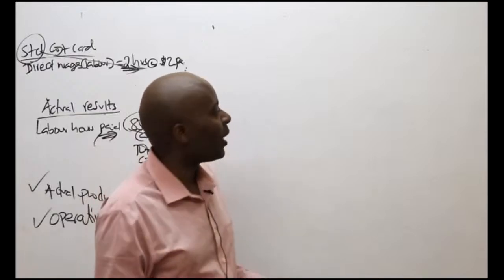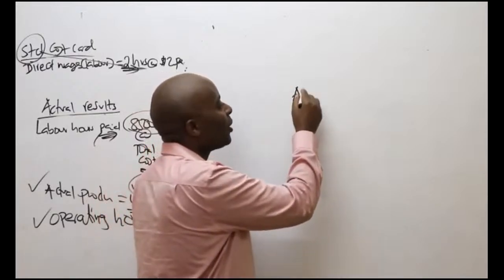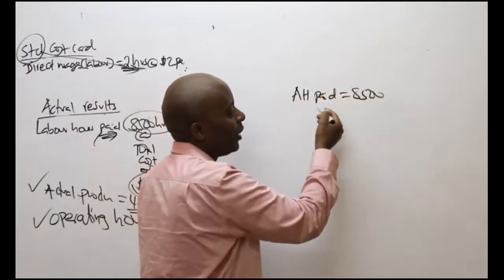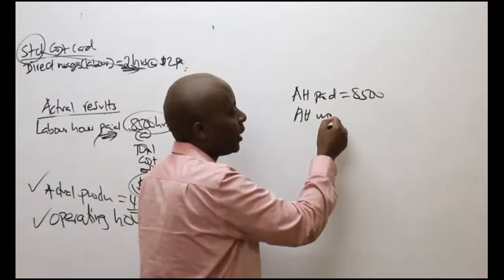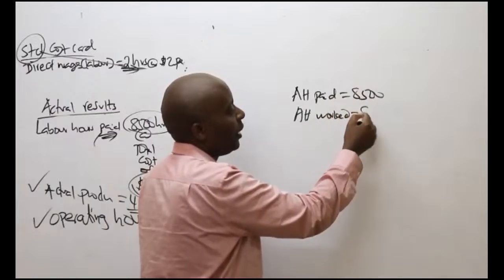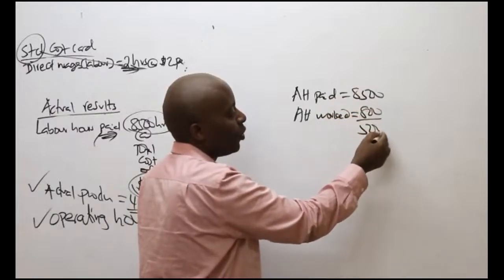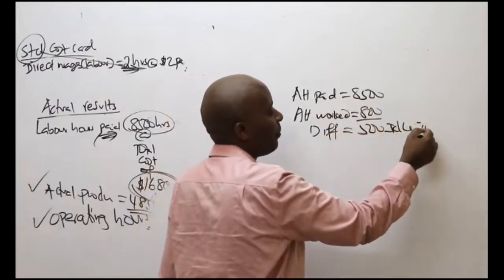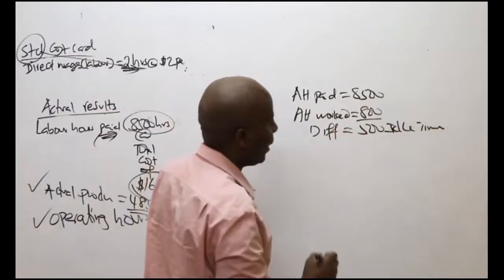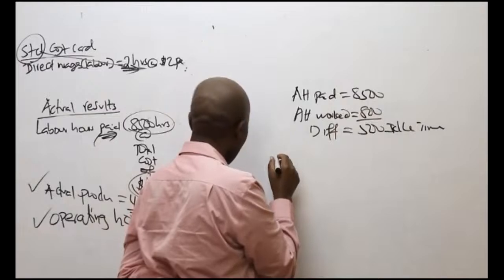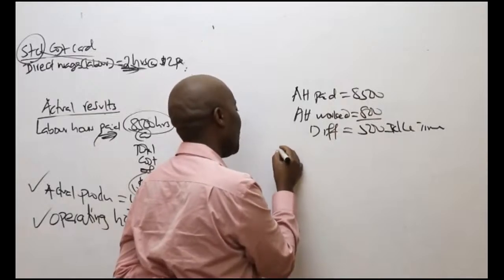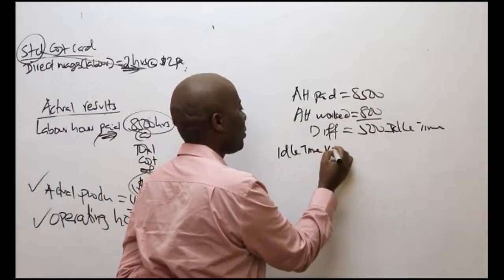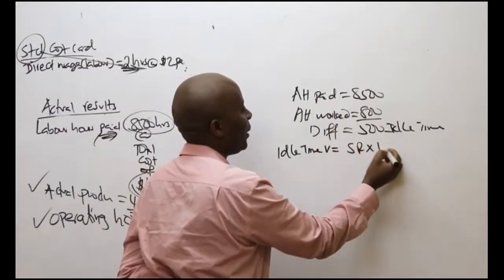On how to get idle time: remember the actual hours we paid was 8,500. But they worked how many hours? They worked 8,000 hours. The difference is 500. This is what we call the idle time. But now you have to measure this in terms of money. So the idle time variance will be equal to standard rate times the idle time.